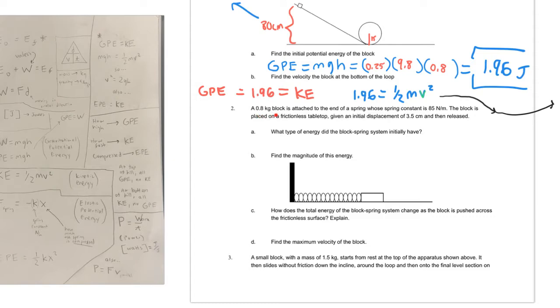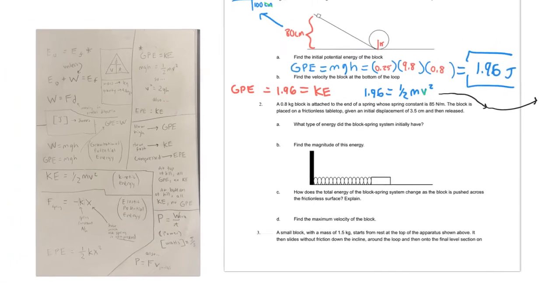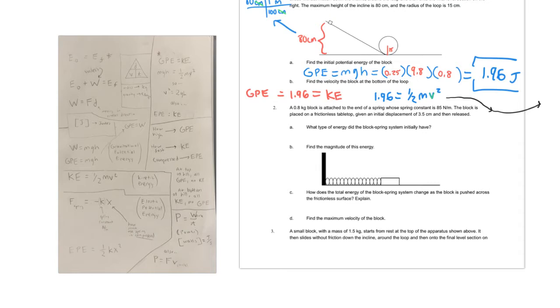A 0.8 kilogram block is attached to the end of a spring whose spring constant is 85 newtons per meter. The block is placed on a frictionless tabletop, given the initial displacement of 3.5 centimeters and then released. What kind of energy did the block spring system initially have?